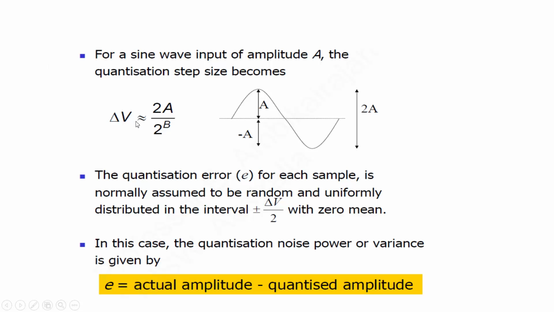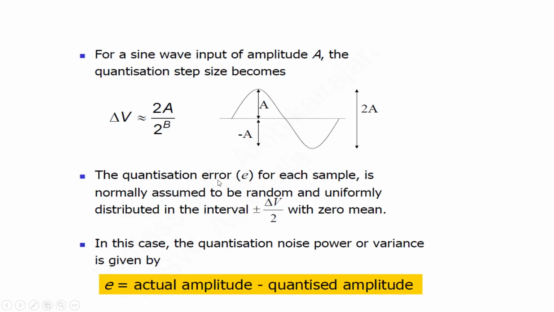So therefore, what is the step size? This 2A is the full peak to peak range, the full range of the A to D converter, divided by the total number of quantization levels, which are 2 to the power B. Minus 1 was there, but we have approximated 2 to the power B minus 1 to 2 to the power B only. So 2A is the full range of the analog signal, which fully accommodates the analog signal.